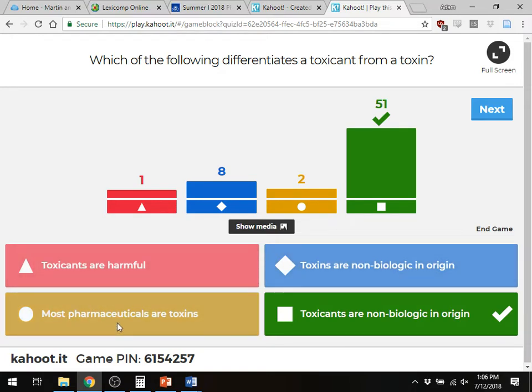Good. Most pharmaceuticals are toxins. No, because most of them are going to be toxicants because they're synthetic chemicals, which is why toxicants are non-biologic in origin. Right, so that kind of informs that one. Good. The definitions, good to know.